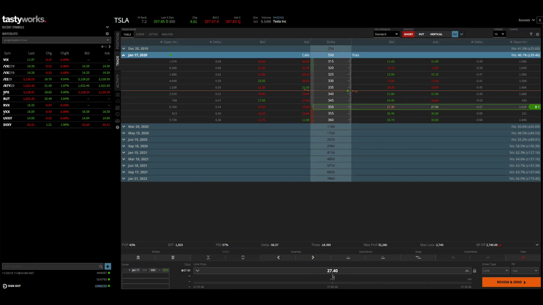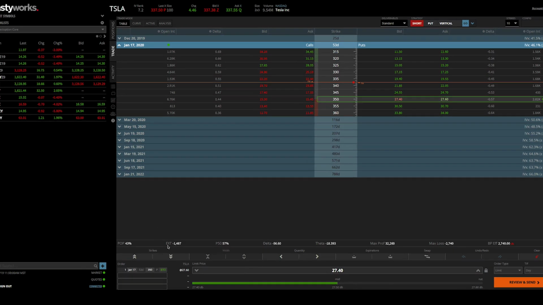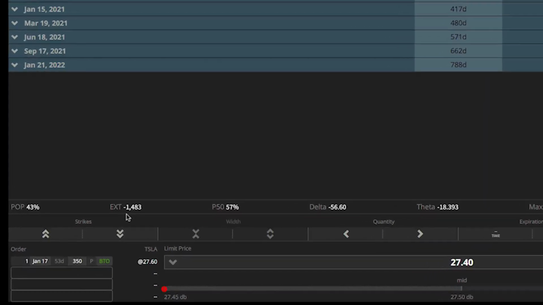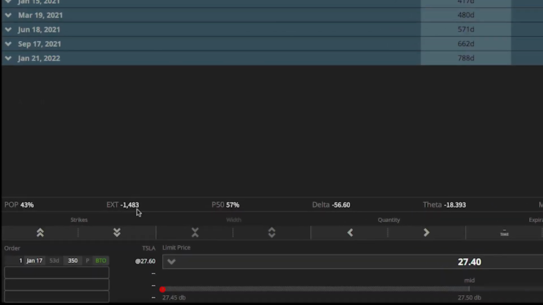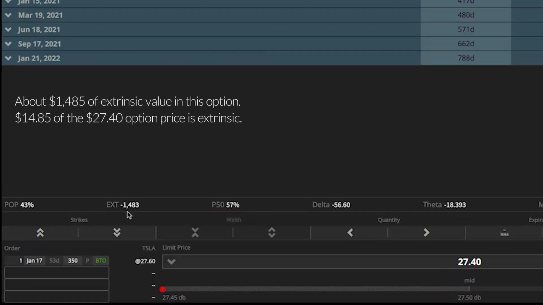And if we take $27.40 times 100, we get a maximum loss potential of $2,740. So that means if I buy this put option for $27.40 and it expires worthless, I will lose $2,740 for every contract that I purchased. We can see over here it says EXT is minus $1,485. So this is telling me that there's about $1,500 of extrinsic value in this option.